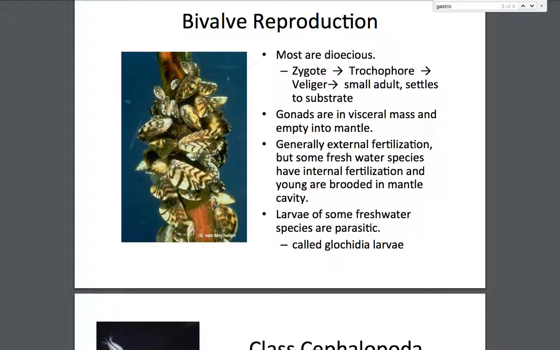So we've lost a lot of the freshwater species because if you do something like dam a river, the host fish can't swim up and down the river anymore. And now the clam has no hosts. So some of the clams that are still around exist in incredibly small populations in incredibly restricted areas.